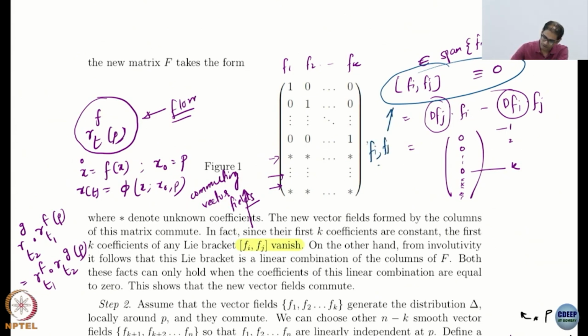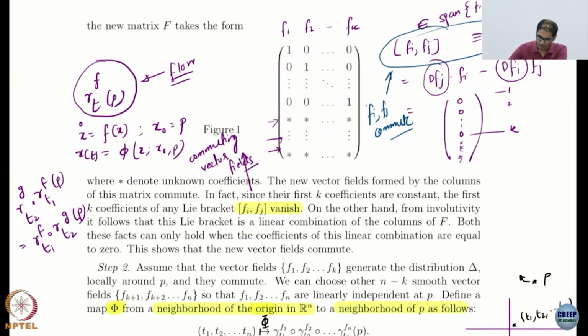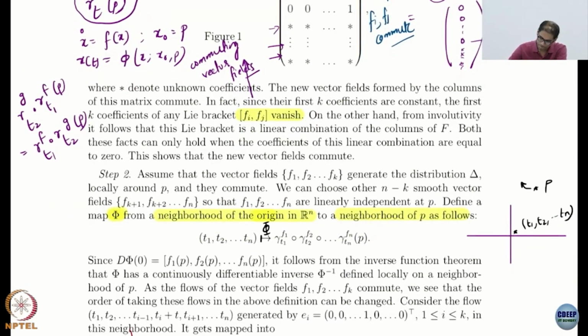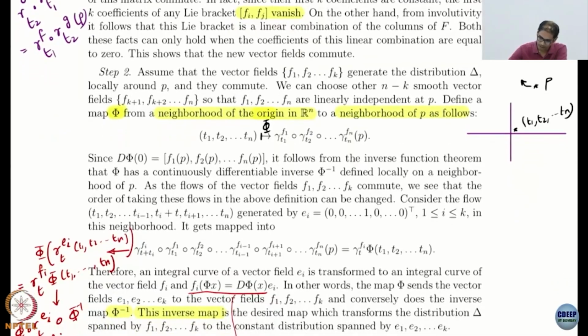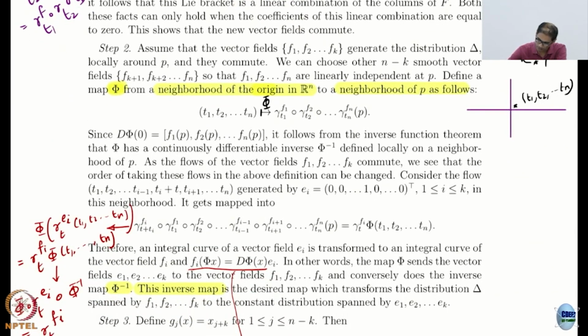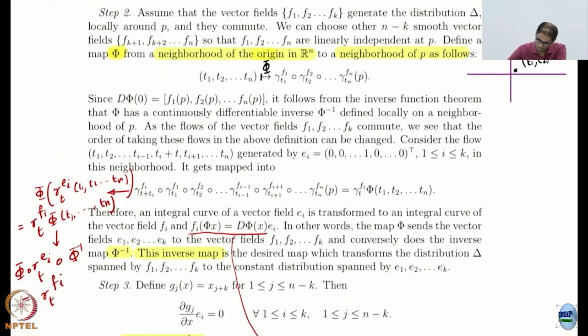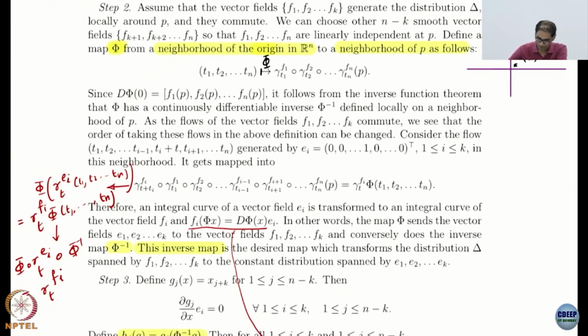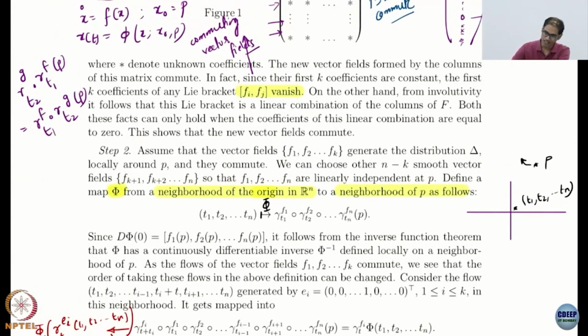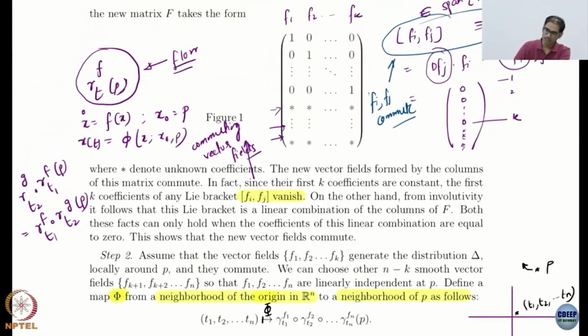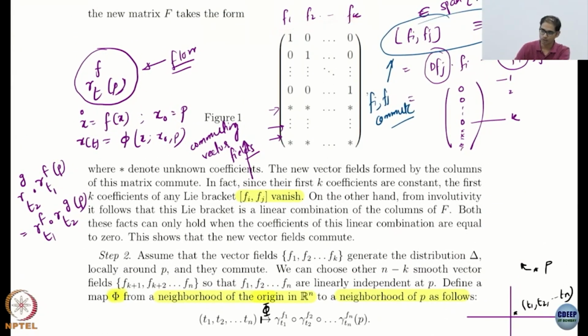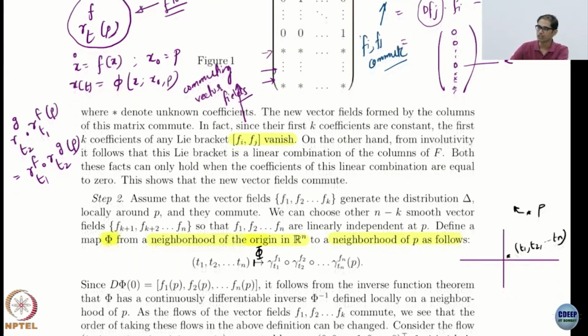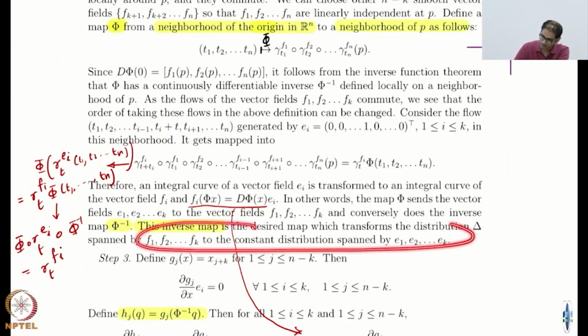So Fi and Fj commute. Earlier when you started with f1 to fk it was not evident, but once you do this transformation it is evident that the vector fields commute. All right, what do we do in the second step? The second step is the complicated step. Actually, sorry, I apologize. Here all you show is that the vector fields commute. That is all. You do not show that it becomes equivalent to e1 to ek. That is done in the second step.